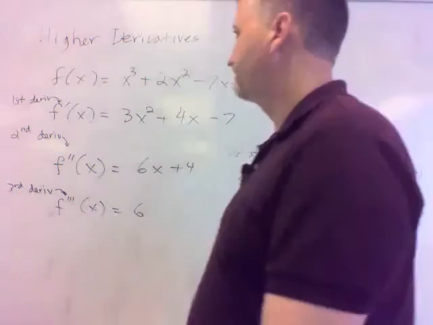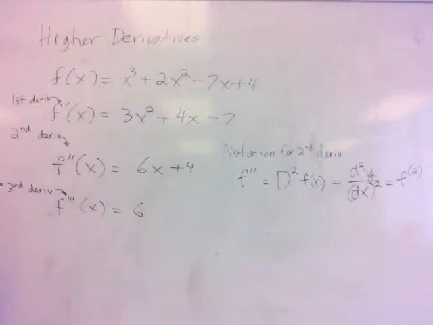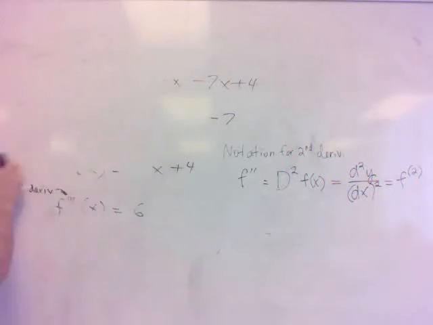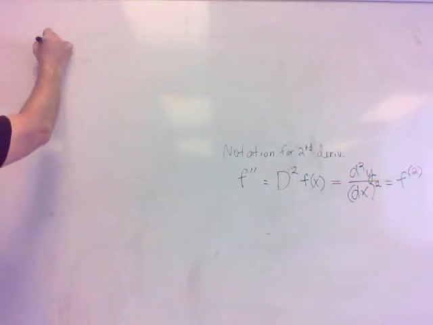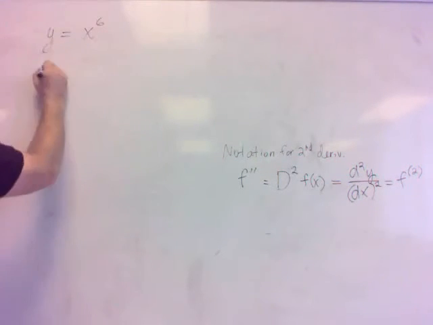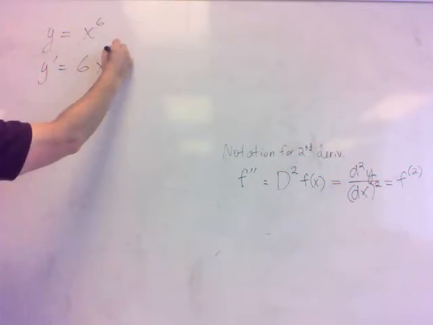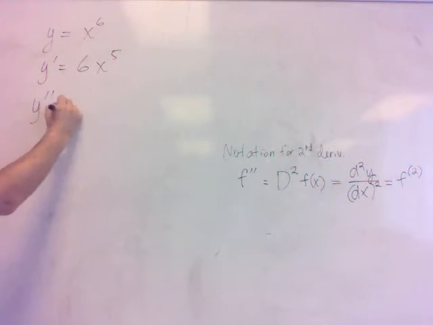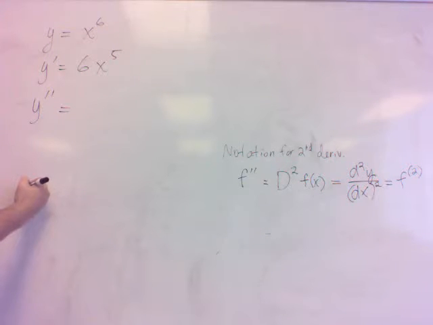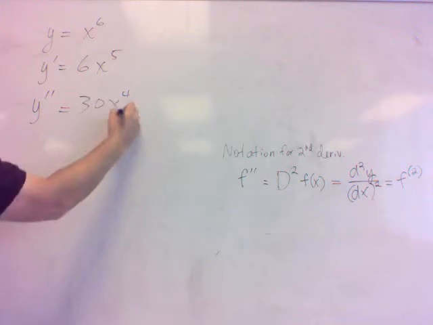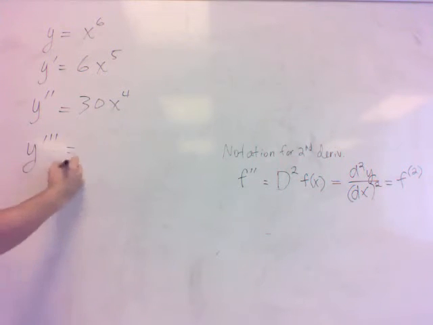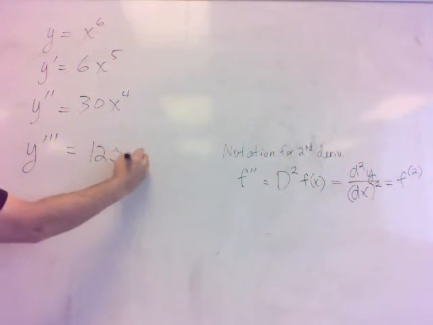So anyway, I don't know that they'll have you do one, but let me just give you another example here real quick. We've got y equals x to the 6th. What's y prime? 6x to the 5th. What's y double prime? The derivative of 6x to the 5th, 30x to the 4th. Y triple prime? It's the derivative of 30x to the 4th, 120x to the 3rd.